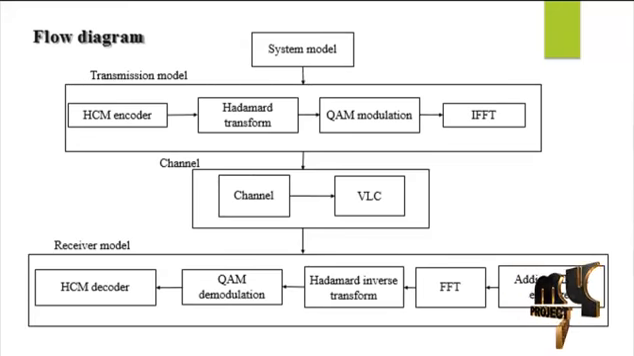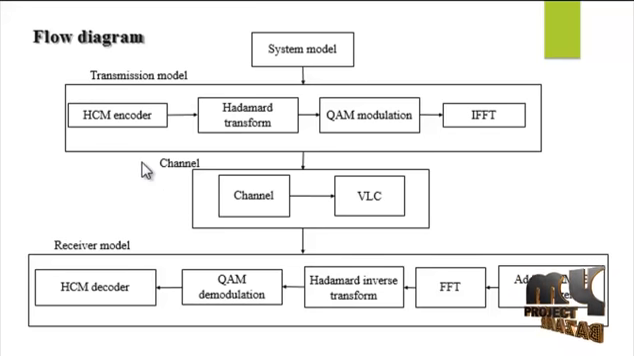Let us discuss the flow diagram of the process. First of all, this is the system model, and then the transmission model, channel, and then the receiver model. These are the overall flow diagram process. The system model is subdivided into three parts: the transmission model, the channel, and the receiver model.